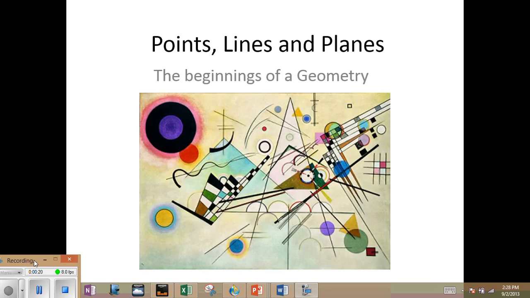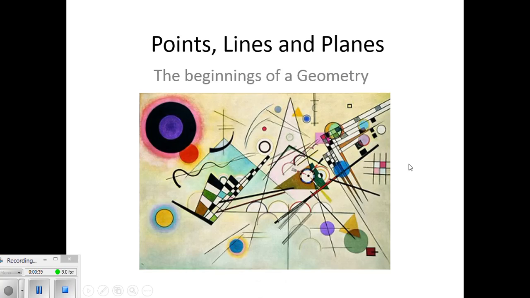But the connection here is, of course, you'll see a lot of geometry in art, this being modern art. Older Renaissance art is very much based on geometry and principles of perspective. See what you can find out there, okay, and enjoy it. All right, so here we go.